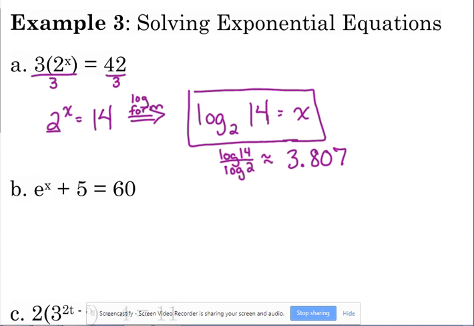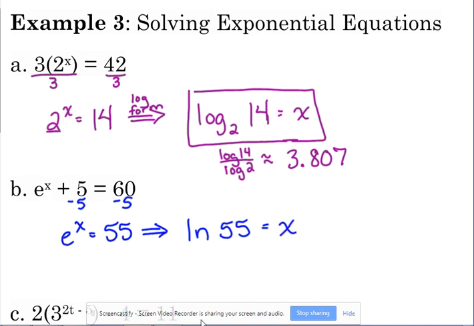e to the x plus 5 is equal to 60. We've got to isolate the exponential. So we need to subtract 5 from both sides. So we get e to the x is equal to 55. I don't know about you, but I don't know how to write anything so that it has a base of e. So we're going to write this in logarithmic form. If the base is e, then we use the natural log. It always has a base of e. So this is the natural log of 55 is equal to x.